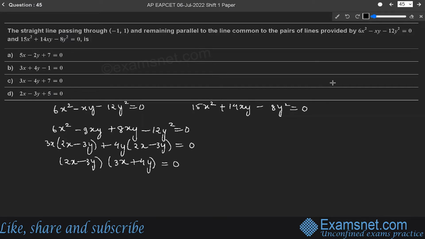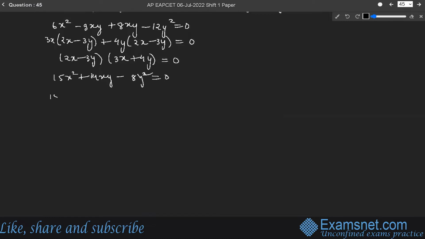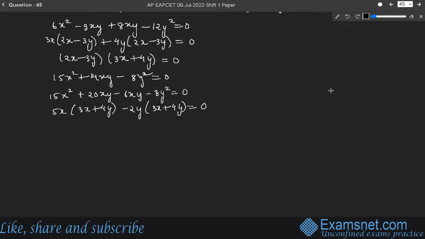Now, the second equation here is 15x² + 14xy − 8y² = 0. Again, using the splitting the middle term method, it can be written as 15x² + 20xy − 6xy − 8y² = 0. Taking 5x common from the first two terms, the remaining terms will be 3x + 4y. Taking −2y common, the remaining terms will be 3x + 4y = 0. So the factors here will be (3x + 4y) and (5x − 2y) = 0.